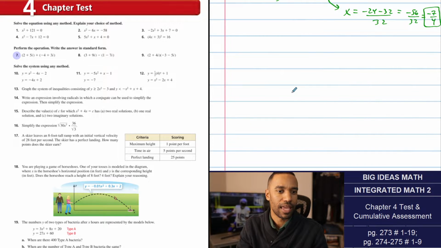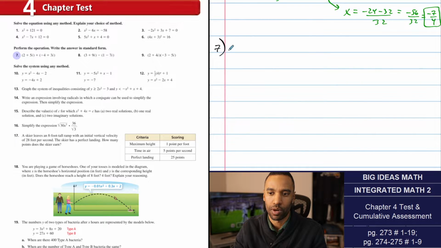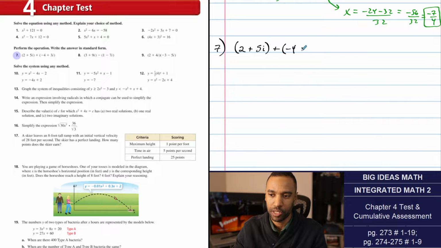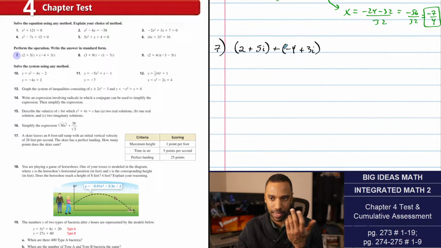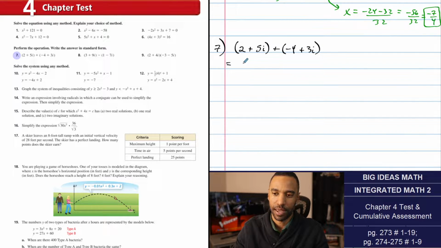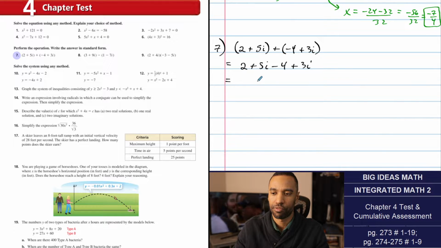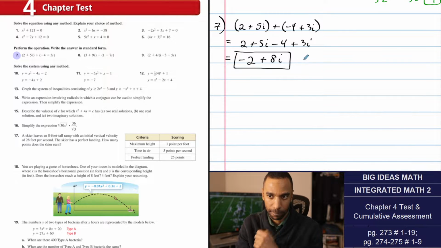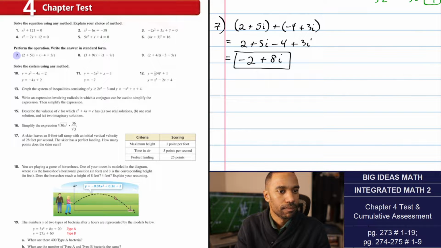Okay, numbers 7, 8, and 9. These should go pretty quickly. There's only one way I'm really going to do these problems. Perform the operation, write the answer in standard form. Standard form is a plus bi, which means the real number first and the imaginary number second, if they exist in the problem. Let's first rewrite this without parentheses. 2 plus 5i plus negative is a minus, plus positive is a plus. 2 minus 4 is negative 2. Those are first. 5i plus 3i is 8i. That is the answer. Negative 2 plus 8i. Number 8.